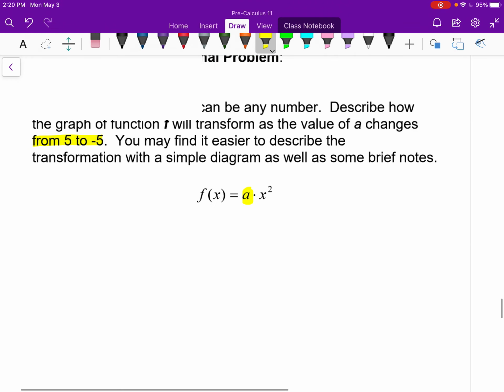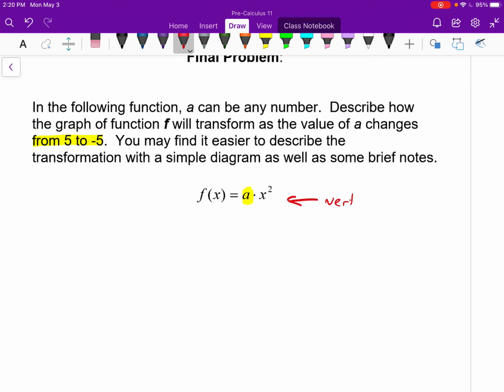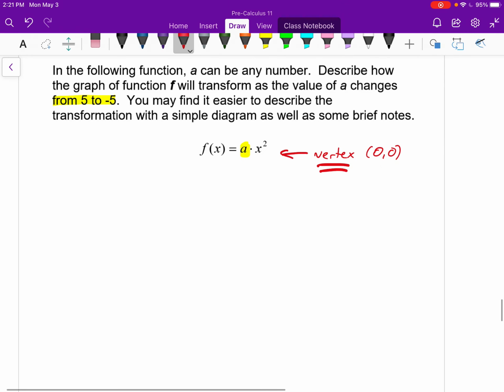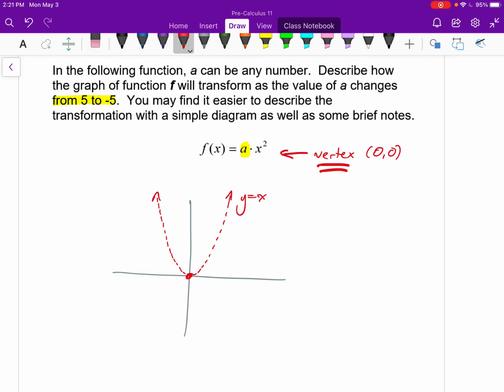Ideally as well, we can visualize what won't change. What I know won't change is the vertex. No matter what a is, this is always going to have a vertex at 0, 0. Because the only time a vertex will change is when we add or subtract some number. I'm never adding or subtracting, so the vertex is always going to be at 0, 0. And so all these graphs are going to go through here. If I just sketch out, this is x squared.